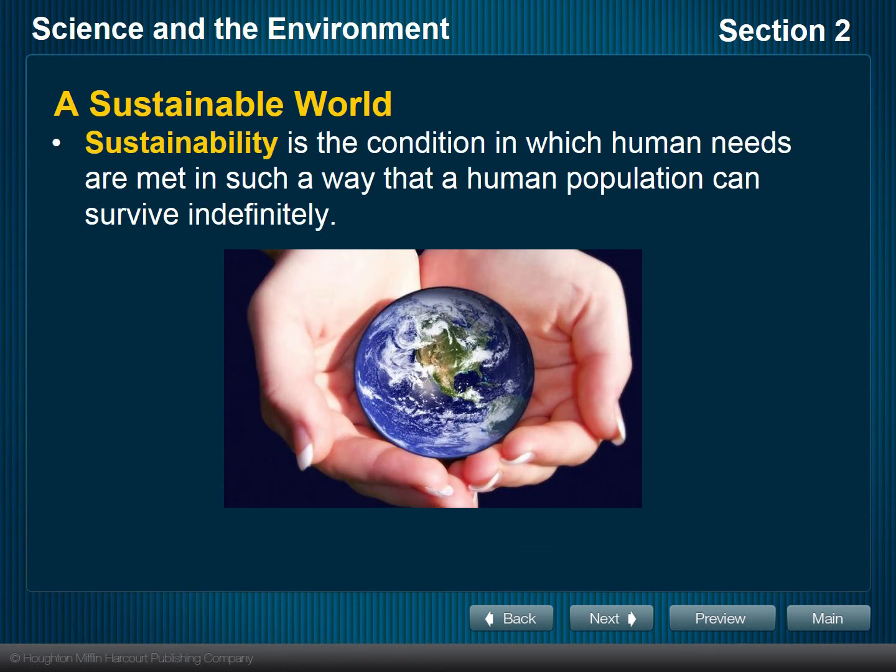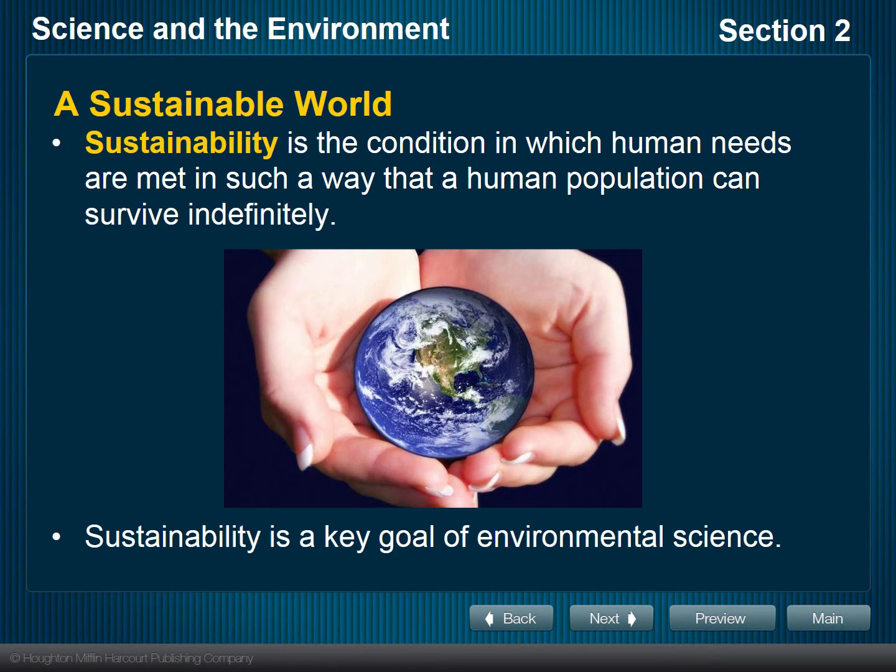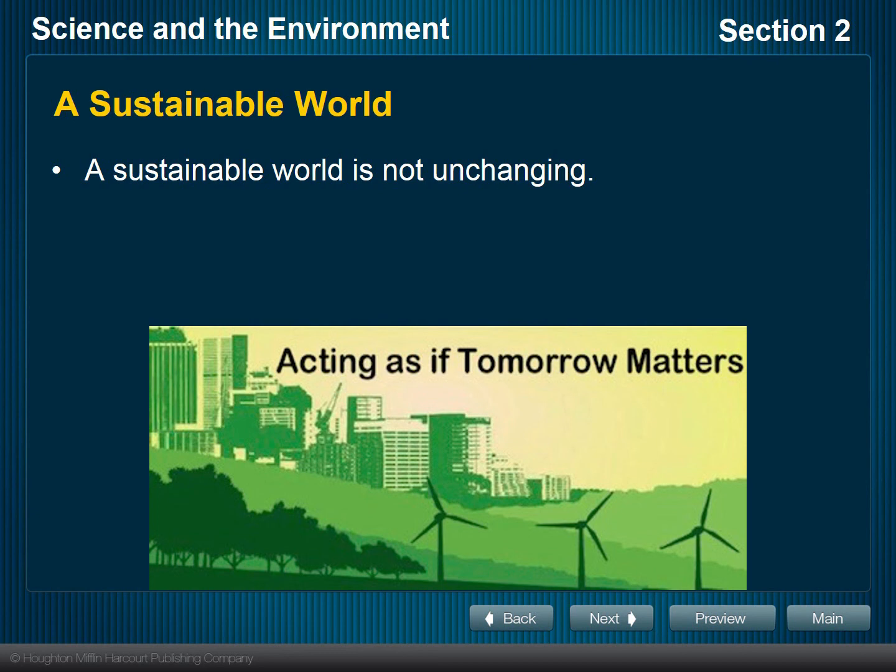Sustainability is the condition in which human needs are met in such a way that a human population can survive indefinitely. Sustainability is a key goal of environmental science. A sustainable world is not unchanging. Technological advances in human civilizations continue to be productive. However, our current world is not sustainable.